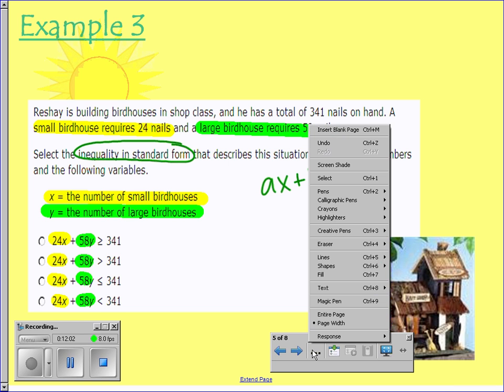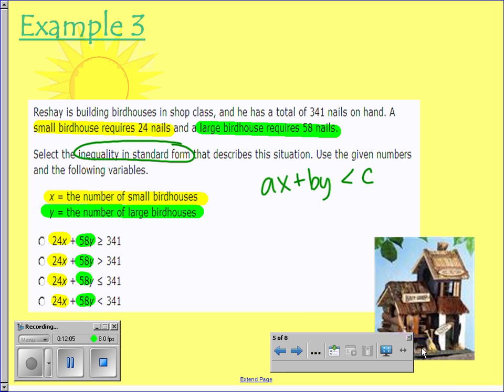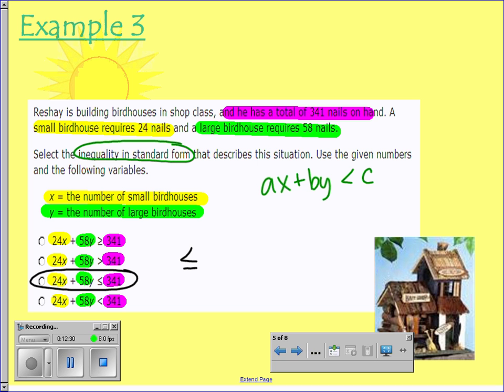Now, the thing that we have to know in order to choose which one is correct is that he has a total of 341 nails. So we've got 341 in all of these. Can he use more than 341 nails? No. So he has to use less than or equal to 341. The one that's less than or equal to is answer choice what? C, the third choice. We need less than or equal to because he has no more than 341 nails. Once he uses those 341 nails, he's out.